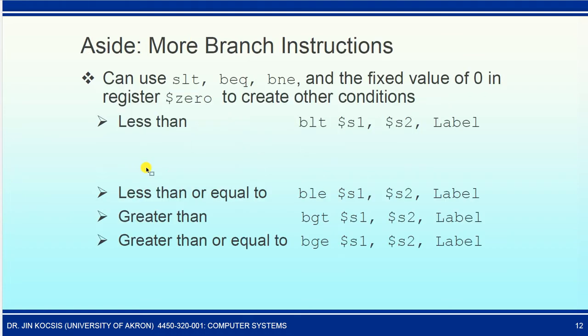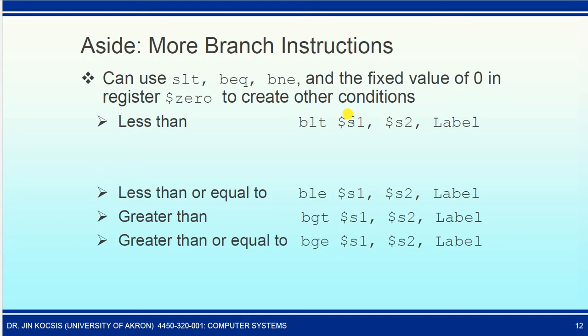Now, we go back to our original question: how can I use the combination of set on less than, branch equal, or branch not equal to represent the equivalent operation of the pseudo instructions branch greater than, branch less than, branch less or equal than, or branch if greater or equal than. So I will just demonstrate the first one, how I can represent the branch less than pseudo instruction by using the combination of these instructions.